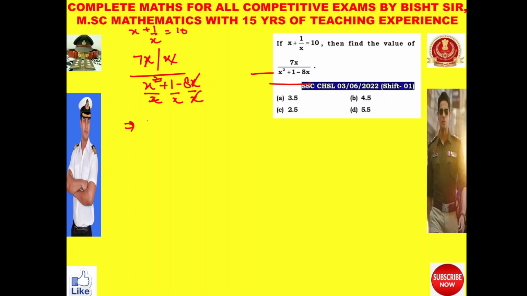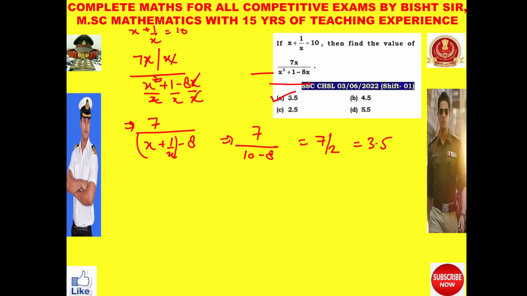So our equation will look like 7 divided by x plus 1 by x minus 8. The value of x plus 1 by x is 10, minus 8. So the answer will be 7 divided by 2, which is 3.7. Sorry, 3.5. So the answer will be alpha.